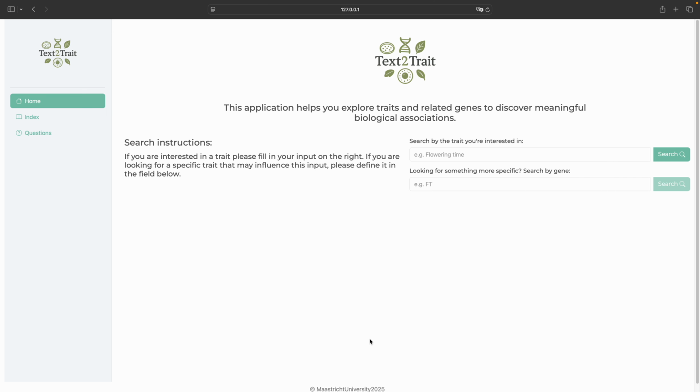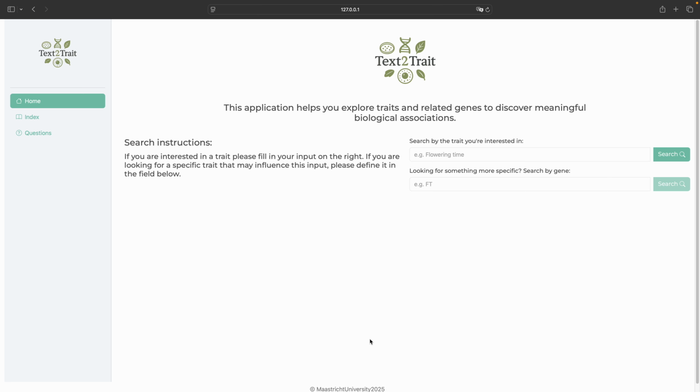Okay, Kumar, can you tell me something about this new app? What can you do with it? Sure, Wim. So we have developed this Text2Trait application in collaboration with Department of Advanced Computing, Maastricht University, and also Brightlands Future Farming Institute. The goal of Text2Trait is to really explore traits related with plants and to explore how those traits are really associated with entities like genes or proteins or variants and something like that.